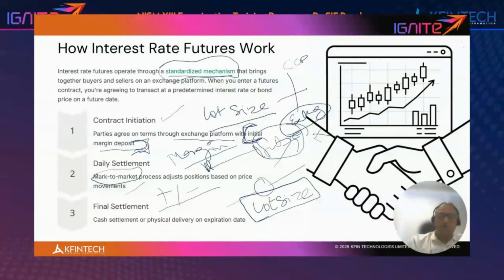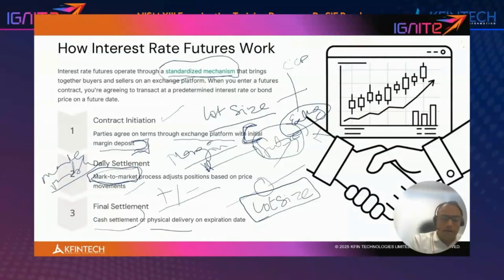And this is also known as maintenance or variable margin. Known as maintenance or variable margin. So anywhere if you come across this term as maintenance or variable margin, remember this is to post the mark to market gain loss. And final settlement, cash settlement or physical delivery.